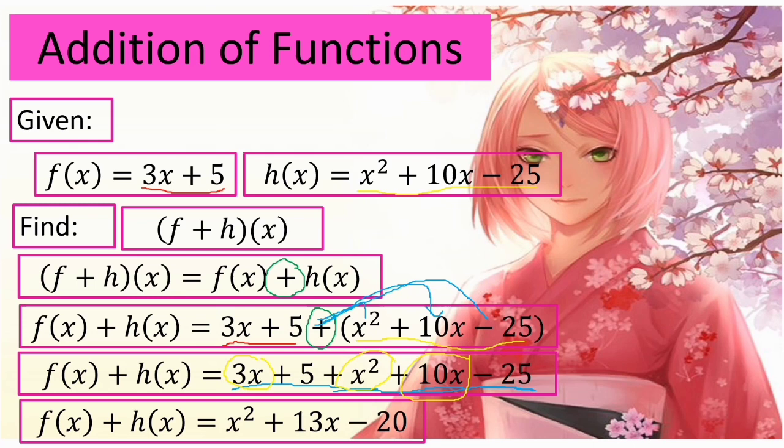Kaya x squared. Then, yung 3x natin, parehas sila nung 10x natin. So, 3x plus 10x magiging 13x. Then, 5 minus 25, that is negative 20. So, nakuha ba? Okay, very good.